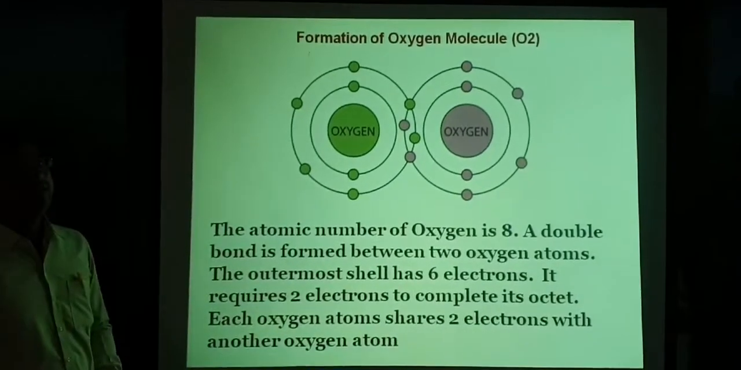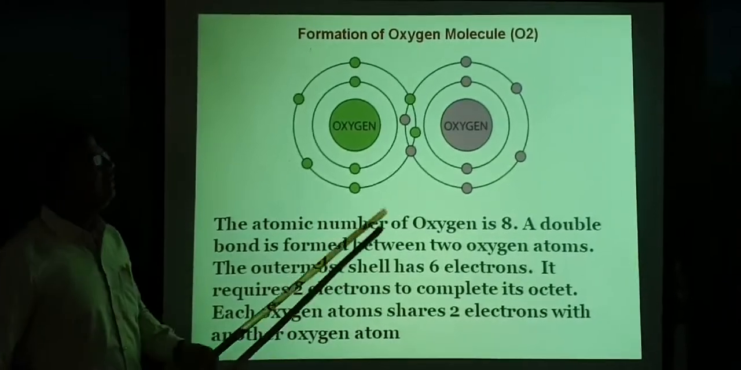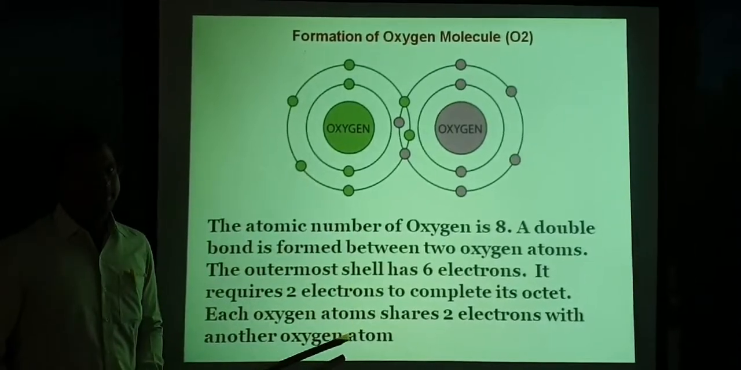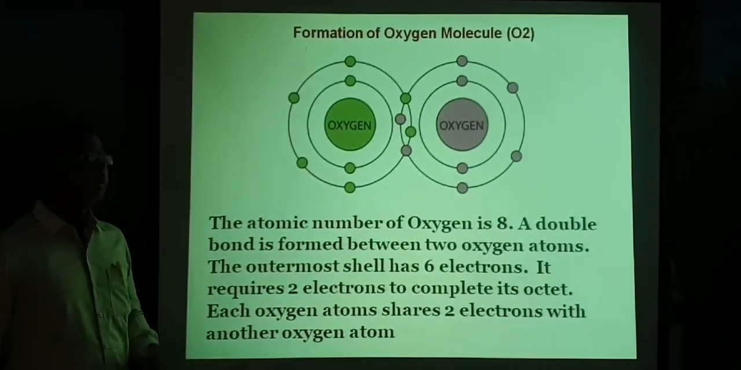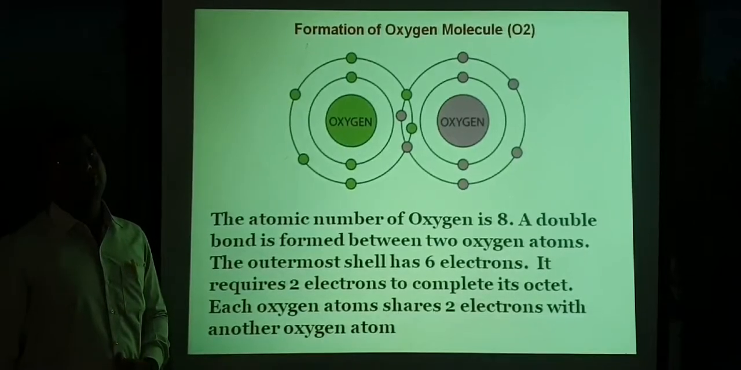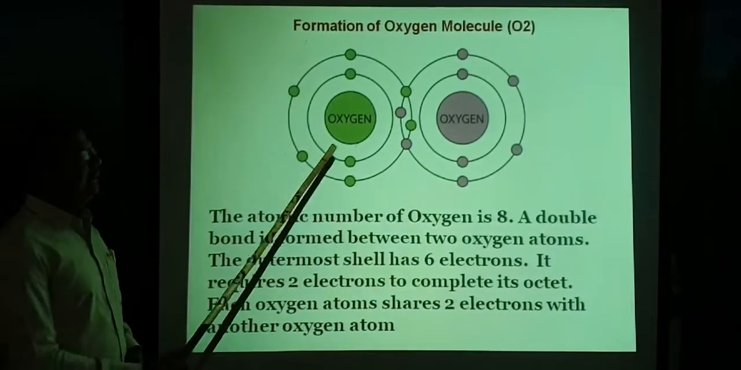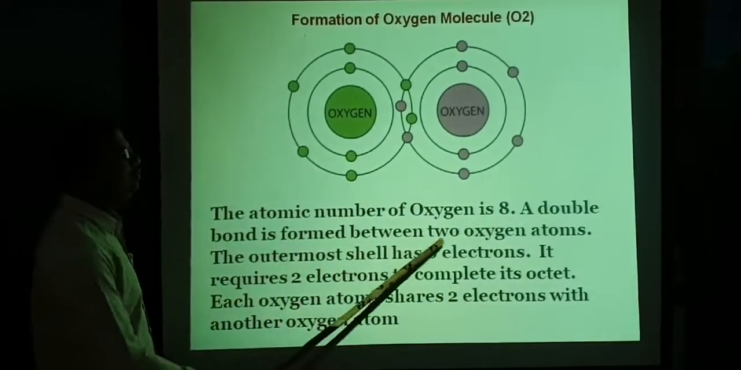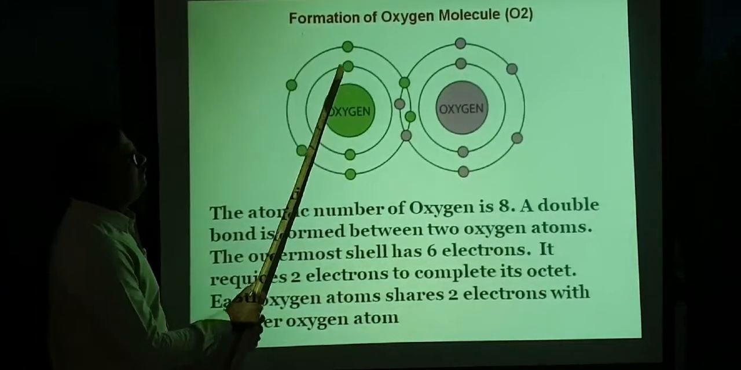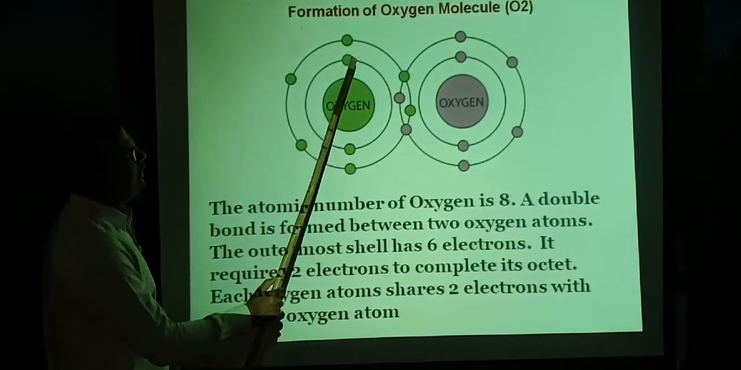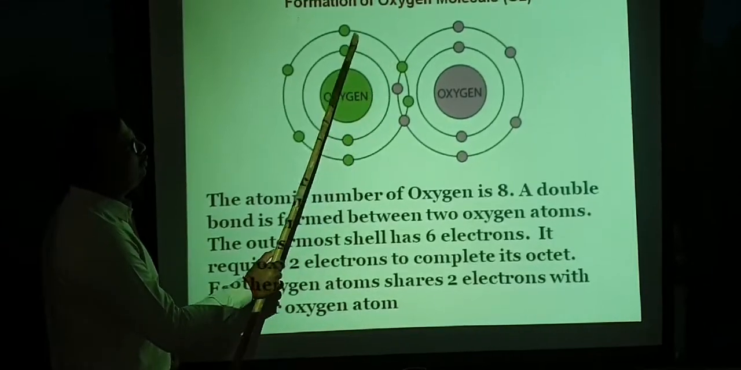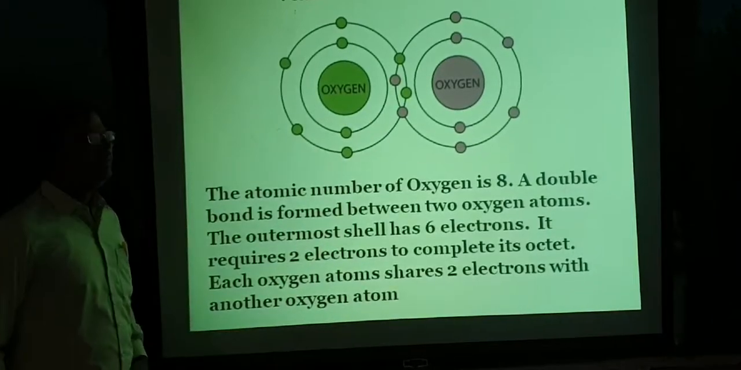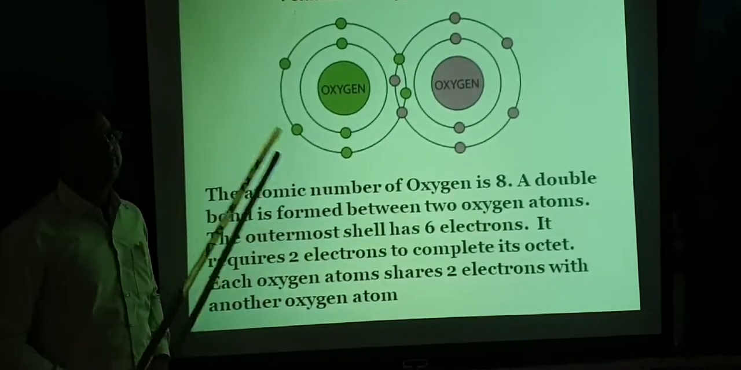Here is one more example of a covalent bond, that is the oxygen molecule. The atomic number of oxygen is 8. It has 6 electrons in its outermost shell. A double bond is formed between 2 oxygen atoms. The K shell can accommodate 2 electrons, 1 and 2. Here 1, 2, 3, 4, 5 and 6. So there are 6 electrons in its outermost shell.